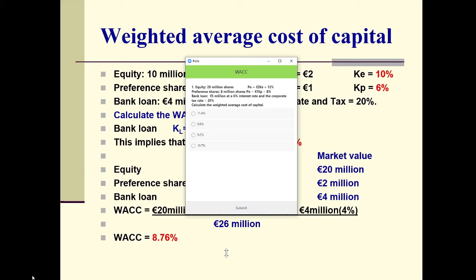So again, this time there's 20 million shares. You've got the share price of €2 costing 12%, 8 million preference shares, price €1 costing 8%, 5 million loan, 6% interest rate, tax at 20. So again, take your time, but have a go for the crack. Nothing to lose here. But of the 30 in the group there, I'll stop it when I get 15 or 16 in.